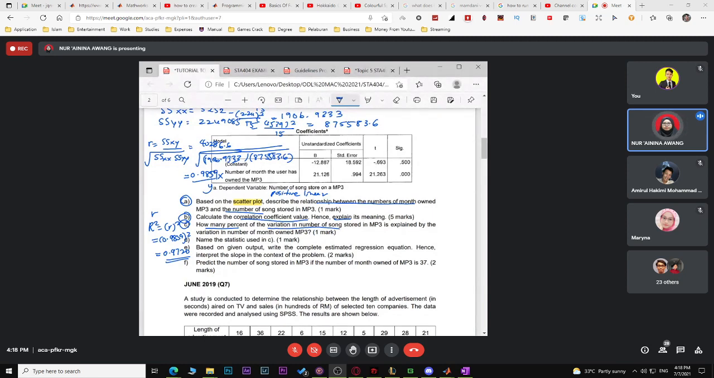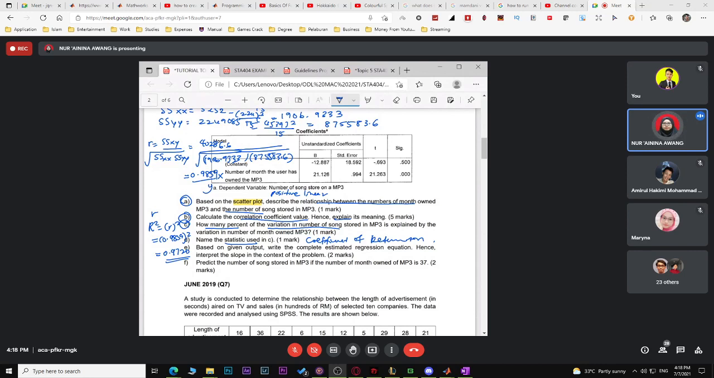Okay, and for D, name the statistic used in C. So the statistic used, it asks for the name of what we calculated. So we say that it is the coefficient of determination. Okay, just that only. And then for E, based on the given output, write the complete estimated regression equation. Hence, interpret the slope in the context of the problem.